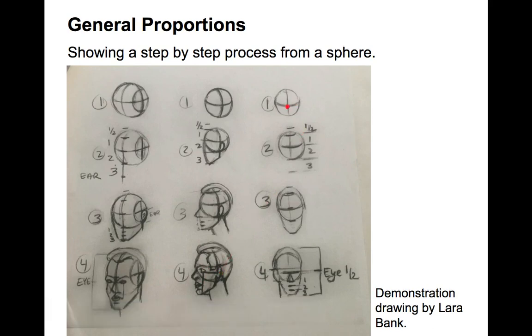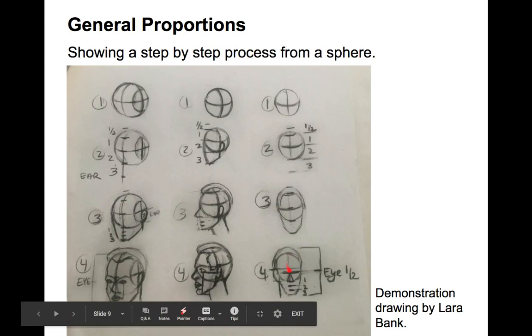Here I'm showing you from the front, starting with the circle, then 3.5 measurements high. And then I'm showing you how to break that up. Here's the eye line halfway, thirds from the nose to the chin. The first third is your mouth, next third is the top of the chin.